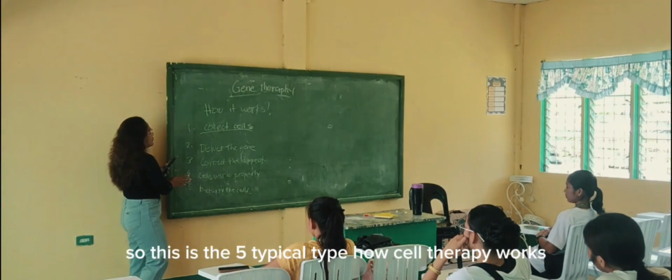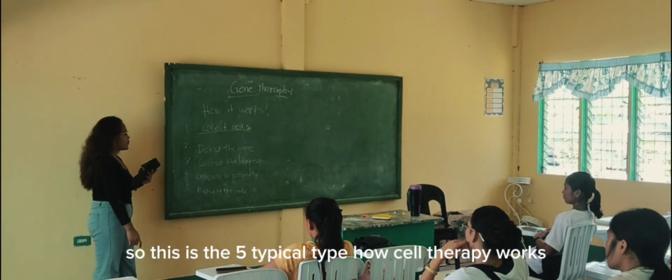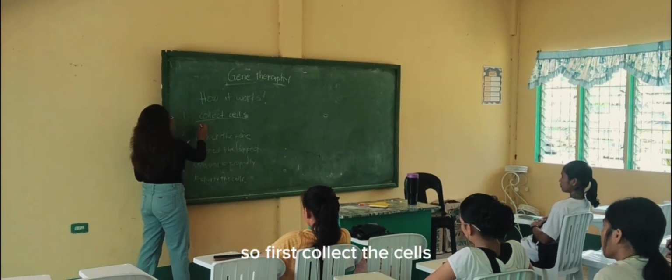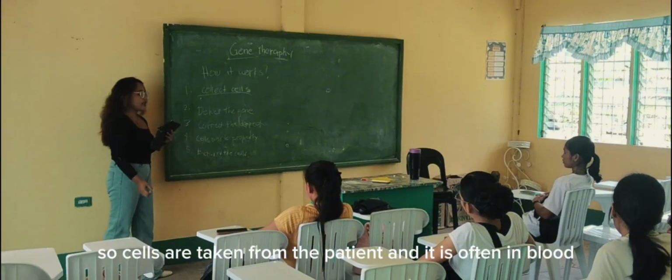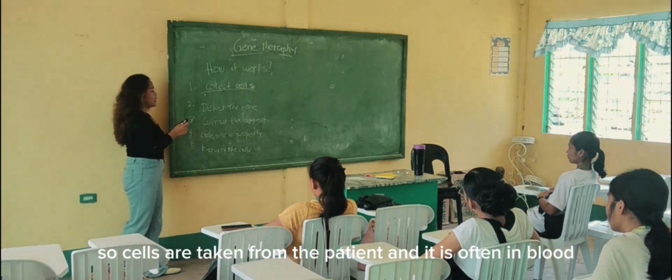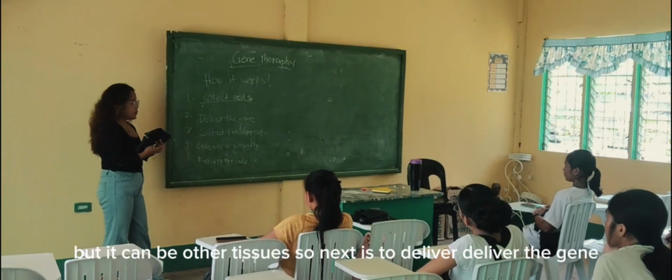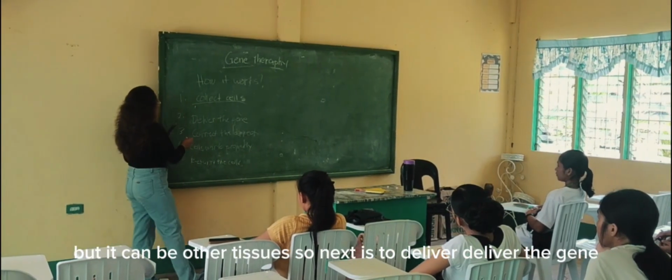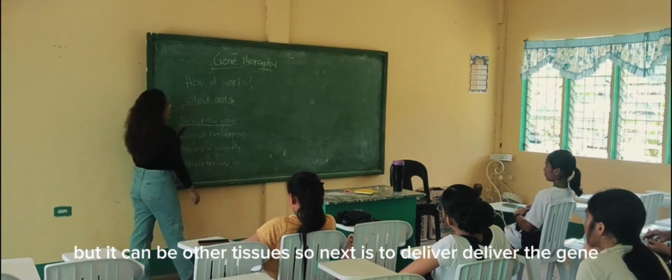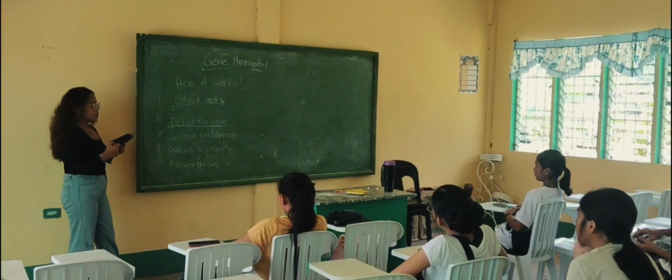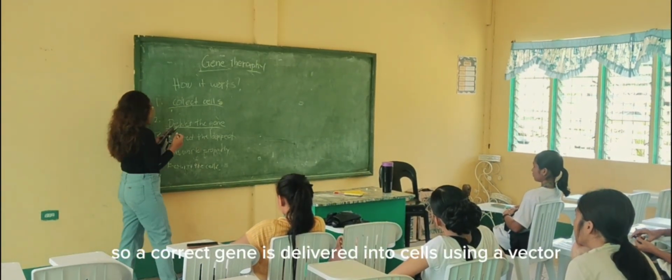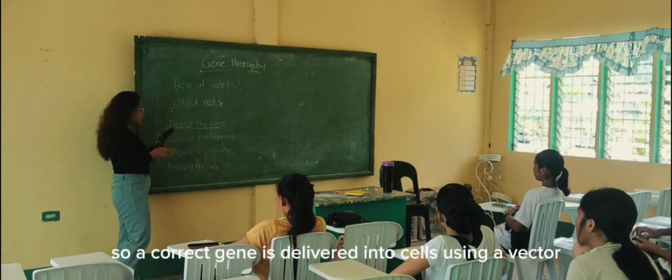So these are the 5 typical steps of how gene therapy works. First, collect the cells. Cells are taken from the patient, often from blood, but it can be other tissues. Next is to deliver the gene. A correct gene is delivered into cells using a vector.